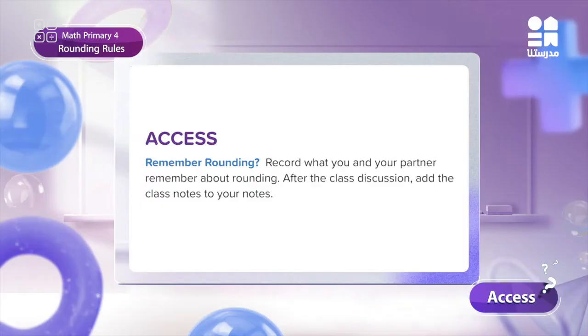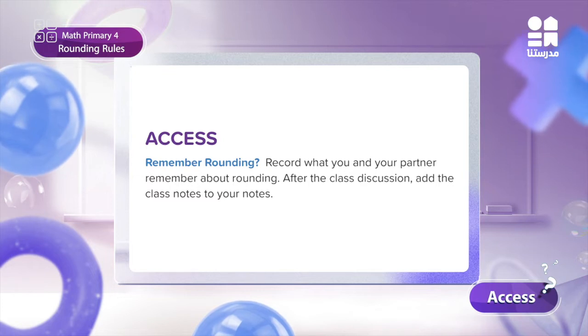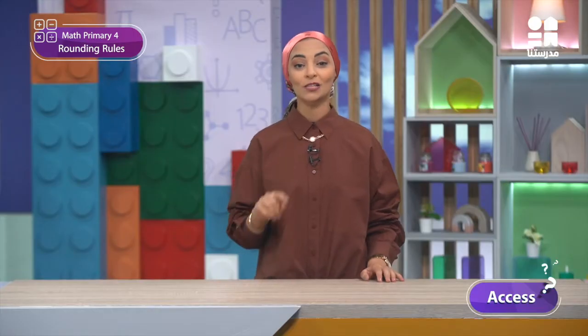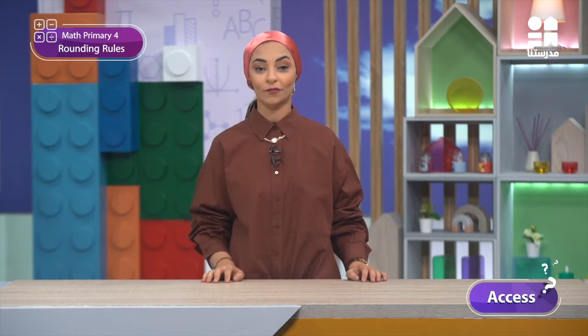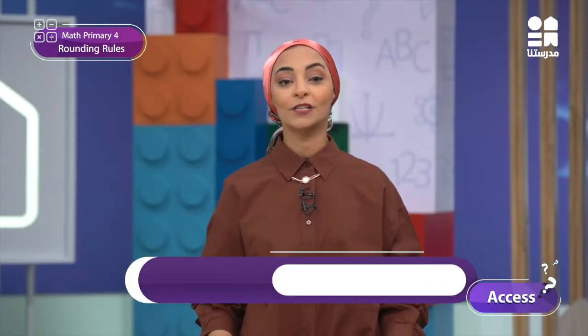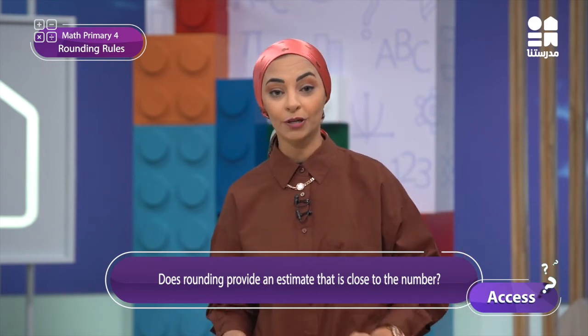To start answering the question received from the student, we will go to page 50 as you see here to write what we can remember about rounding. Let's remember the rounding we studied in 3rd primary, or what we can deduce from the population example. I will ask you some questions to help you organize your thinking and remember what you have learned before. The first question, does rounding provide an estimate that is close to the number?